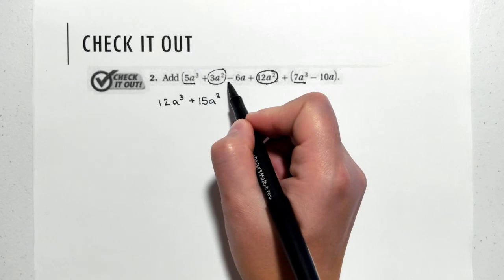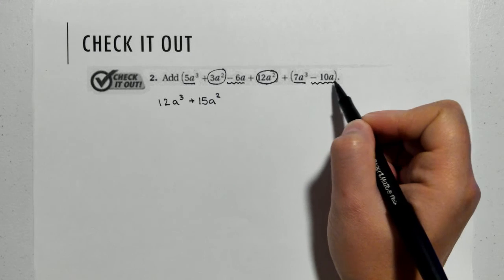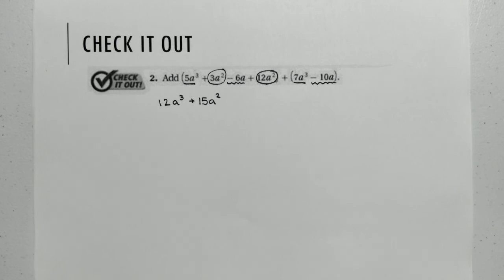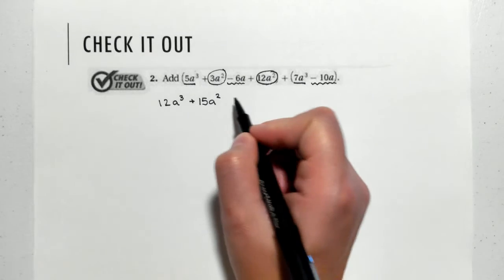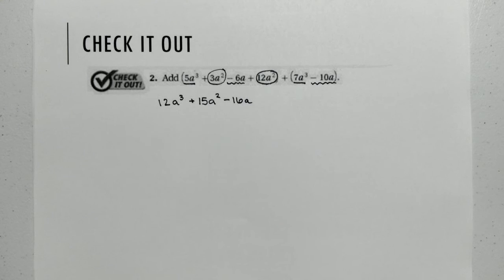And then I have this minus, or negative 6a, and minus 10a, or negative 10a. Negative 6 minus 10 gives us negative 16, or minus 16a. So the answer is 12a cubed plus 15a squared minus 16a.